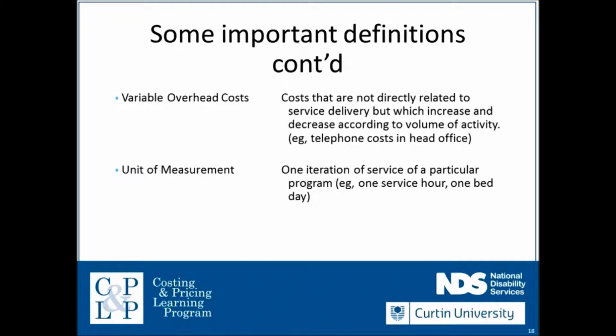The next logical definition relates to variable overhead costs, which are those costs that are directly related to service delivery, but which increase and decrease according to the volume of activity. So in other words, there are some overhead costs that are sheeted home directly to activities, and this might include, for instance, those people who supervise the direct care provision, or those offices that are set up in order to provide services to a region or to a locality.